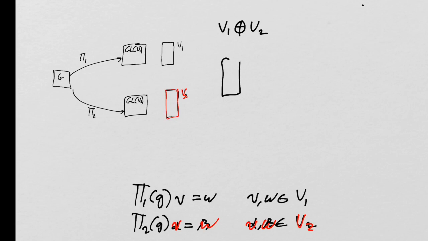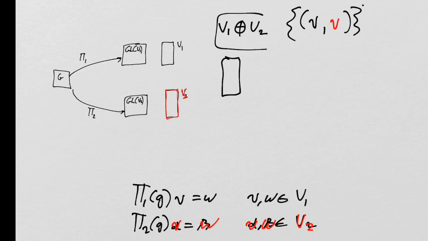So I'll write this here, V1 plus V2. Those are the set of all ordered pairs where the first element, V, comes from V1, and the second element, let's do this in red, let's see how far I can go with this color thing, the second element comes from V2, right? The set of all these elements is the set that composes V1 plus V2.